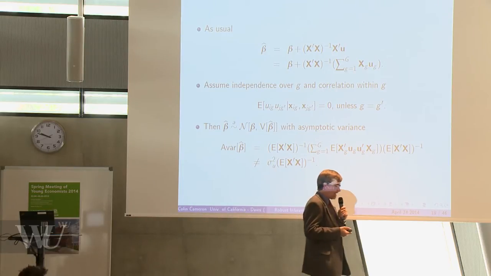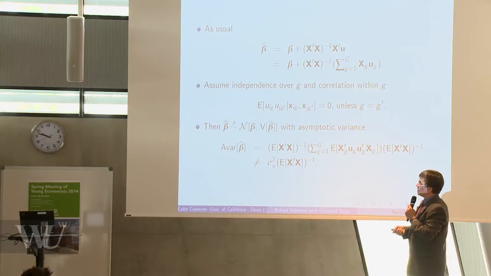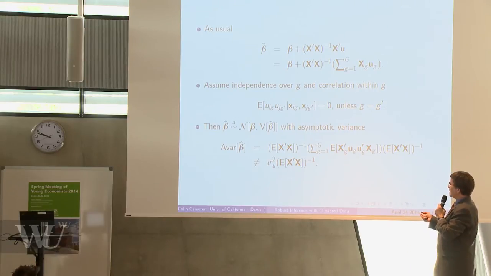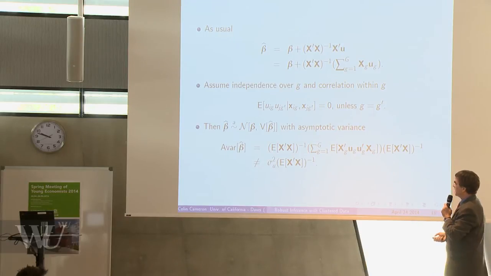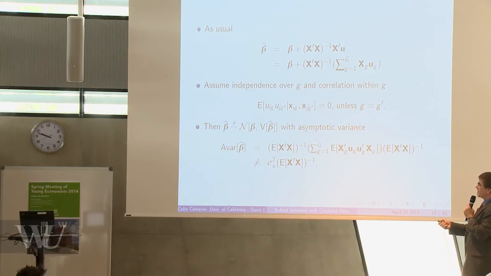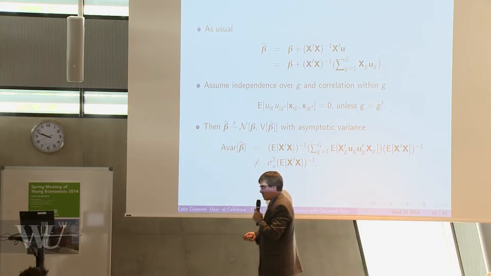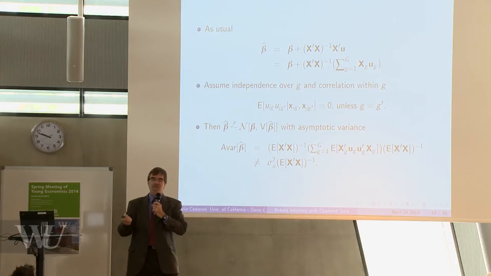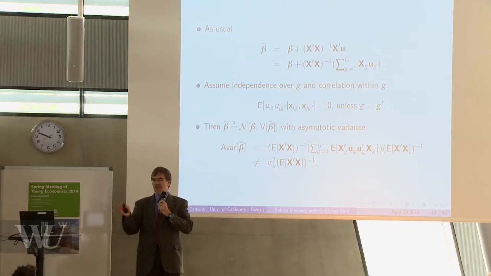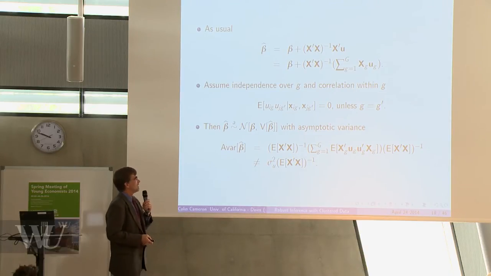Before the 1980s, what people would say is, okay, we need this. In order to get this, I'm going to have to make some assumptions about the expected value of UG UG transpose, right? We need to put some structure on here. So for example, we might do feasible GLS assuming equicorrelation, which is asymptotically equivalent to a random effects model, right? There's a group random effect.